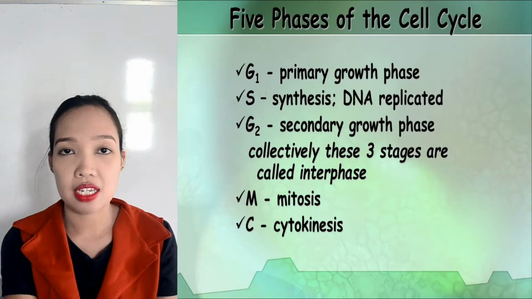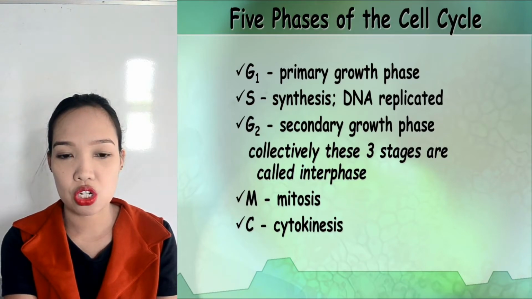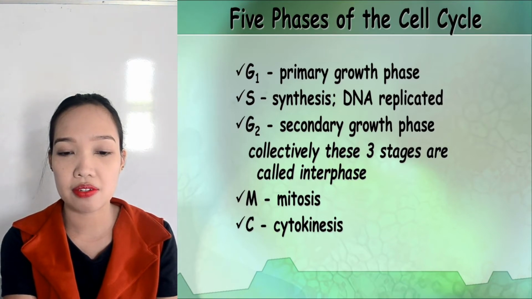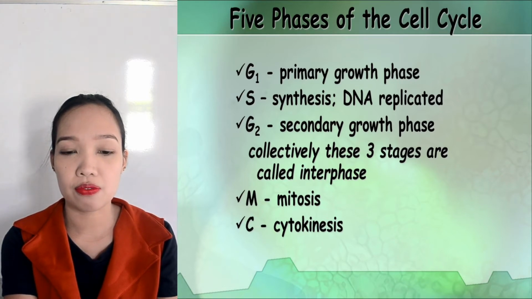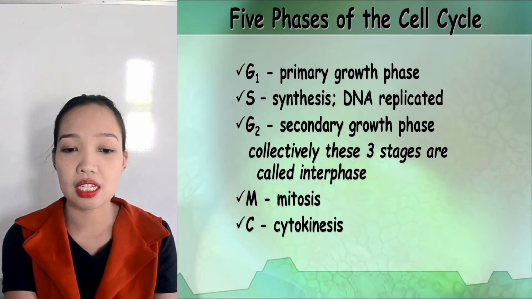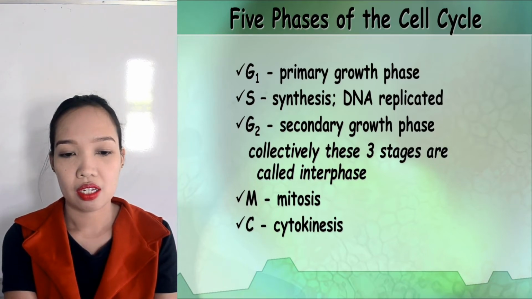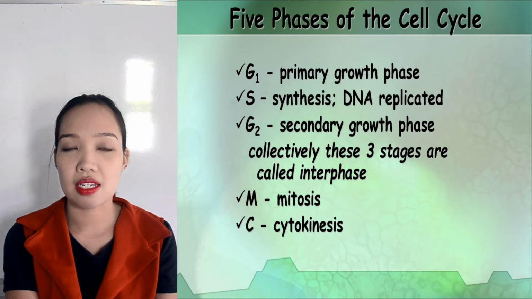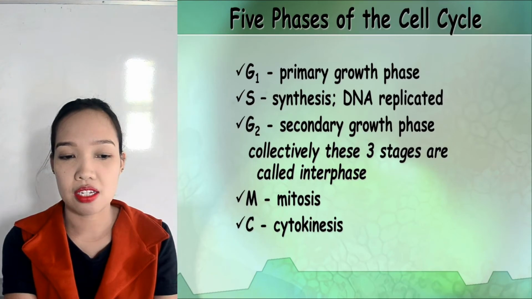There are 5 phases of the cell cycle. We have the G1 or the primary growth phase, the S phase or the synthesis, wherein DNA is replicated. Next is the G2 or the secondary growth phase. And collectively, these 3 stages are called interphase. Next to interphase is the M phase or mitosis, and the last phase is the C or the cytokinesis stage.